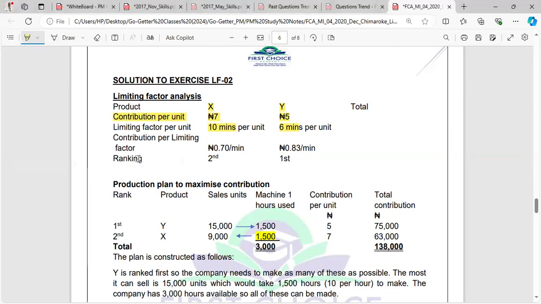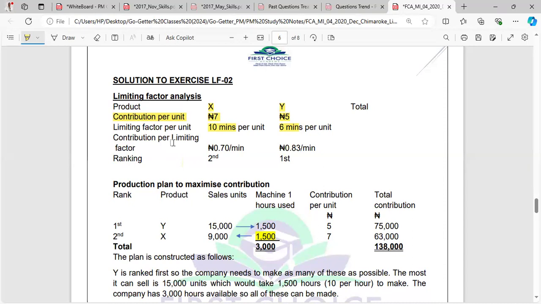So what it means is this. If you do X 1 minute, then 1 unit, this is the contribution it gets. But because you are limited, your contribution per limiting factor, because this machine X is going to limit what you are going to do. So you are going to be going on the pace of machine X or machine 1. That machine 1 is the weakest link.